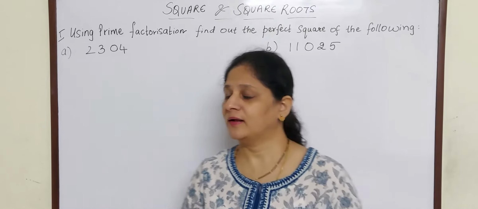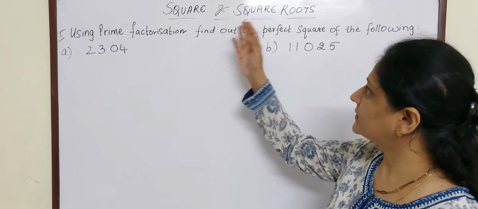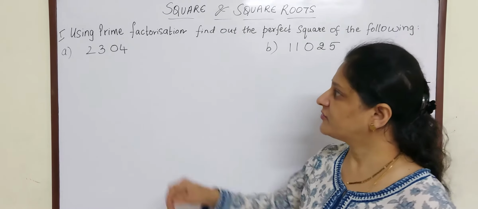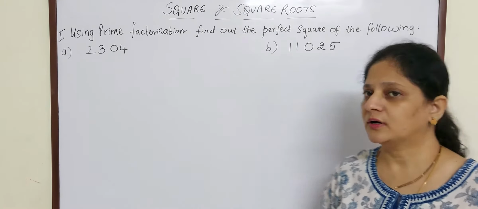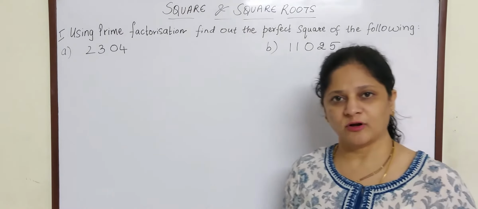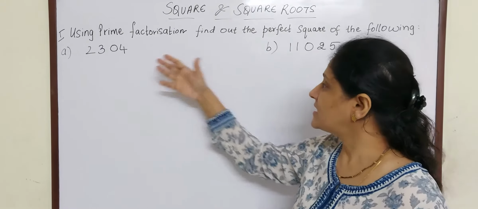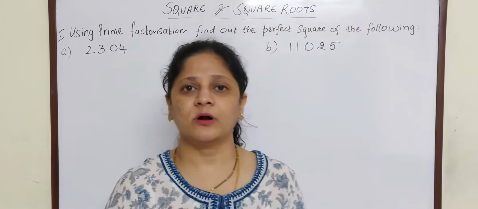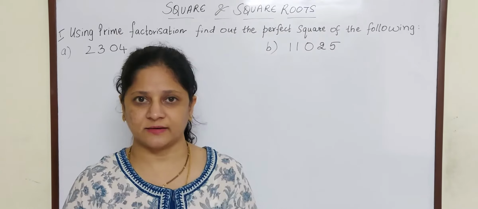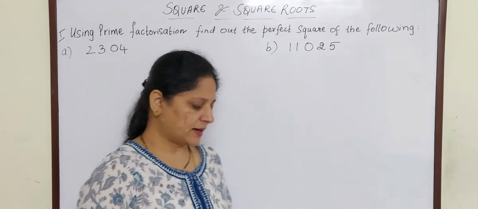I am Kalpana and today in square and square roots we are going to solve, using prime factorization, finding out a perfect square of the following numbers. But before starting with 4 digits or 5 digits, let us understand what a perfect square looks like. Let us start with simple numbers.